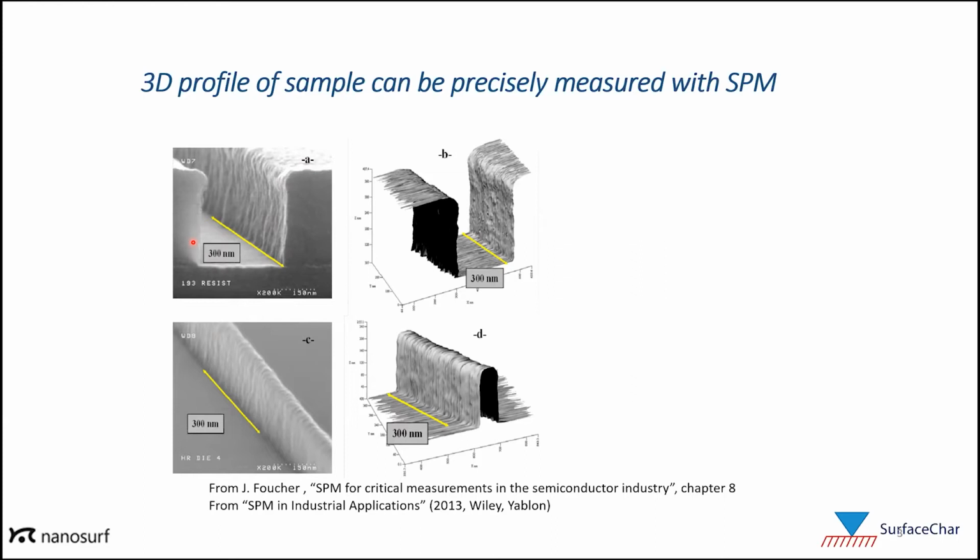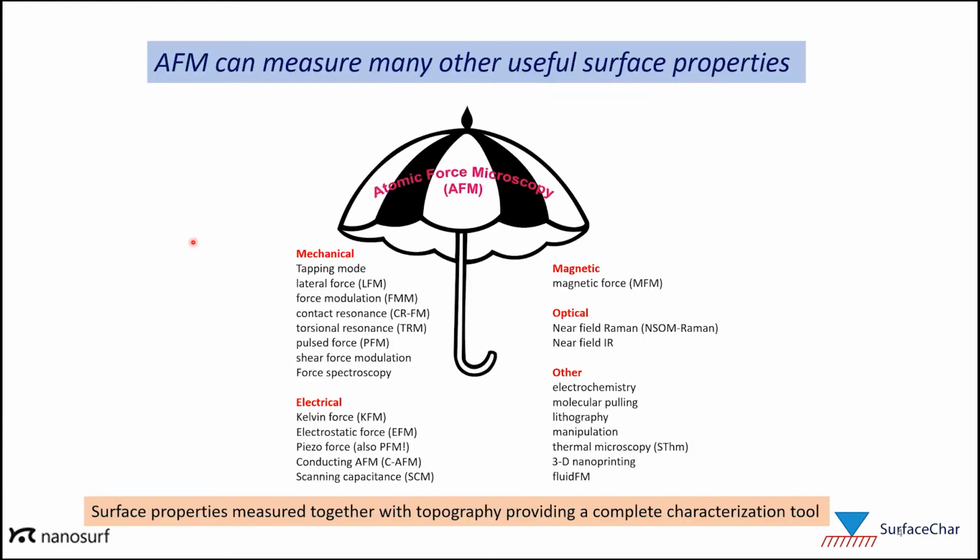kind of metrology measurements. But AFM is so much more than just a topography mapping measurement. It can measure so many other useful surface properties. And in fact, in my own work, 95% of measurements I do for customers have to go beyond topography and have to measure some of these other very useful properties that AFM can offer. So I like to think of AFM really as an umbrella for many different modes that can probe many different surface properties. And I lump them into the following categories.